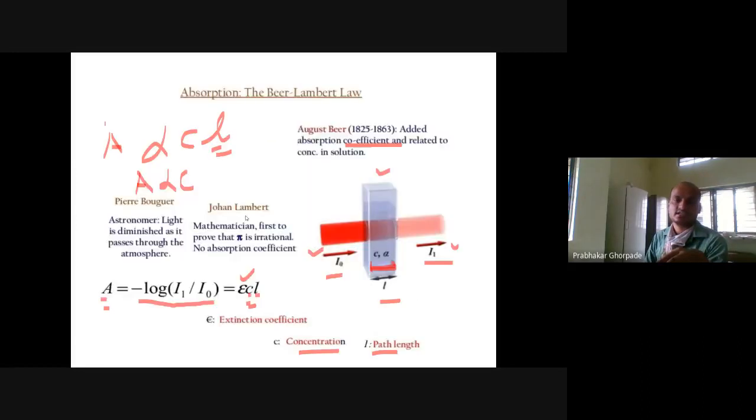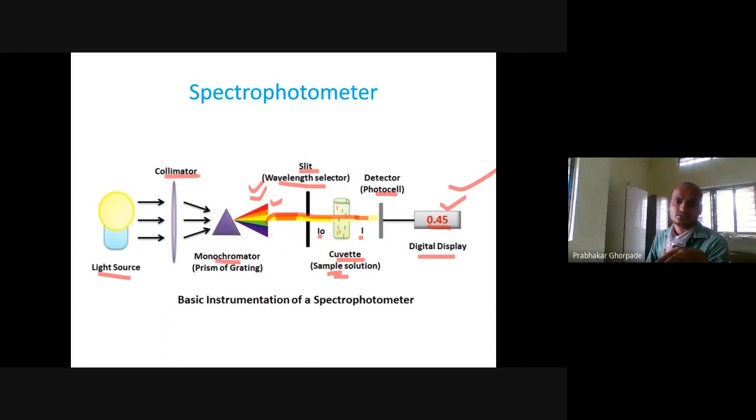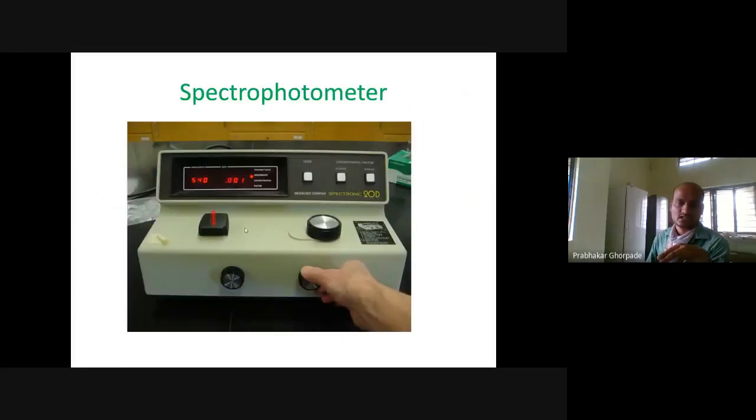So here we were talking about this cuvette. This one is our cuvette, and we have to keep it here. And now we were talking about some incident light. So this is the machine.